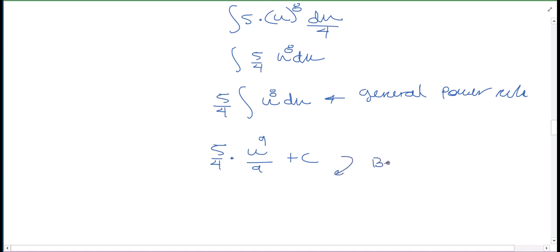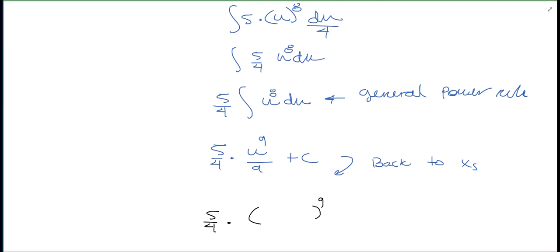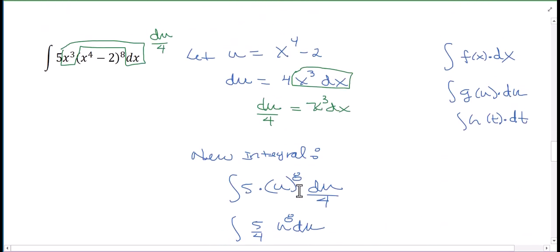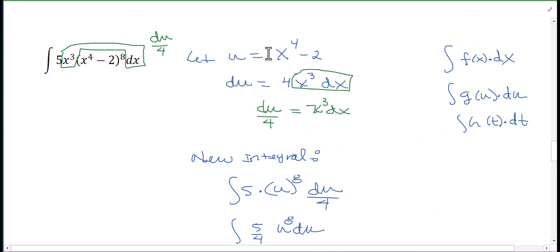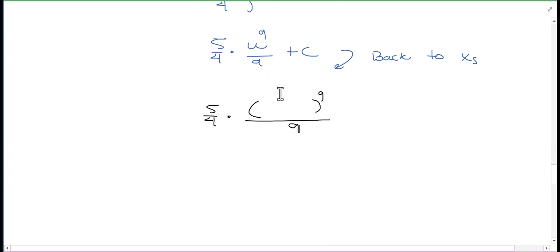Go back to the original variable, in this case, back to x's. So that means this will be 5/4 times u to the 9th over 9. And what was u? We go back to our dictionary, right, where we made our u substitution. U, we said it was x to the 4th minus 2. So u to the 9th will be x to the 4th minus 2 plus c. Don't forget the plus c.